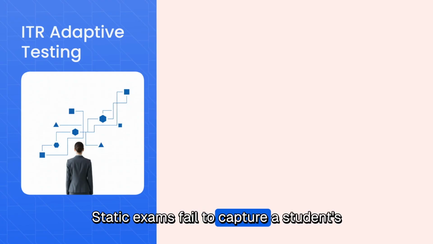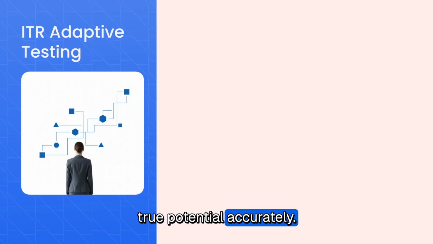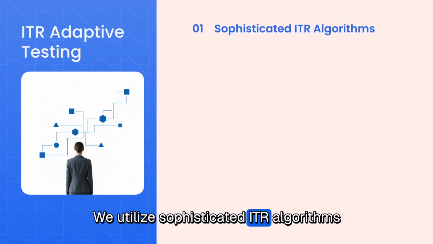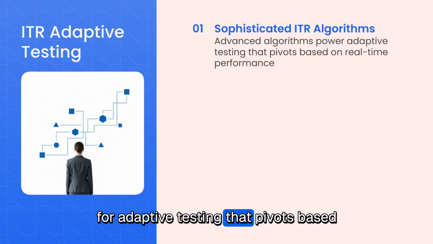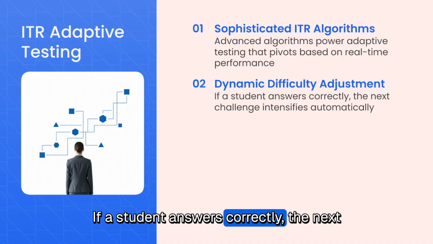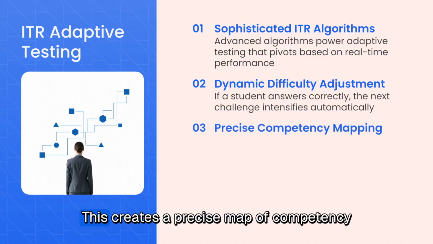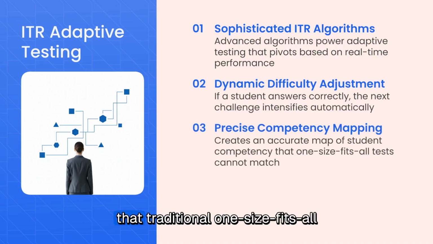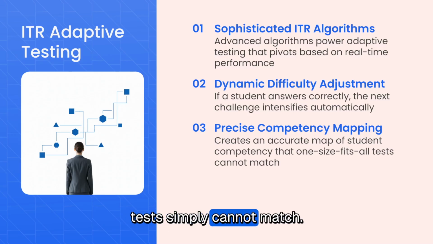Static exams fail to capture a student's true potential accurately. We utilize sophisticated IRT algorithms for adaptive testing that pivots based on real-time performance. If a student answers correctly, the next challenge intensifies. This creates a precise map of competency that traditional one-size-fits-all tests simply cannot match.